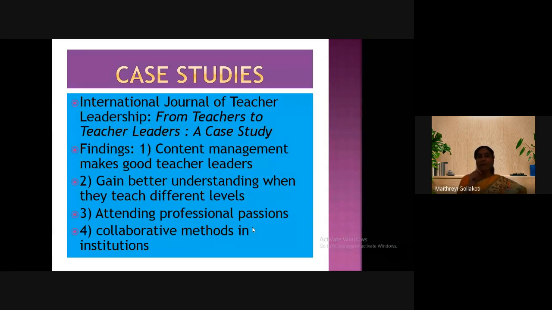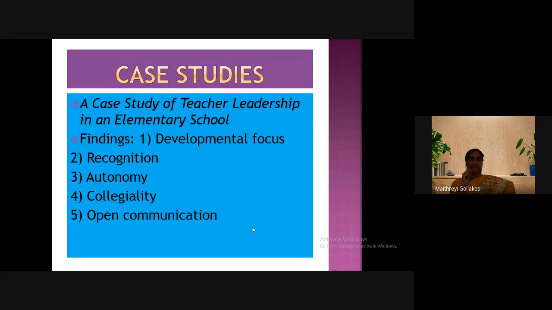Next is collaborative methods in institutions. It is very, very essential for the entire team in the school or college to work together. When we collaborate well, the results are really very good. So, that is why collaboration with other faculty also helps teachers to become good leaders. So, these are the four findings that they have found from their first case study. Now, can we have the next case study?